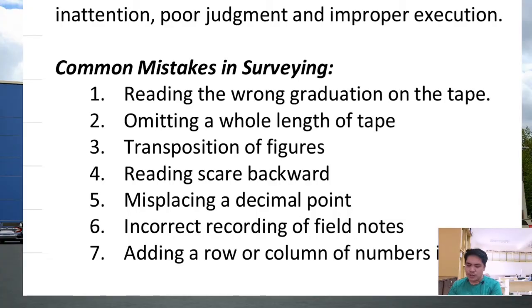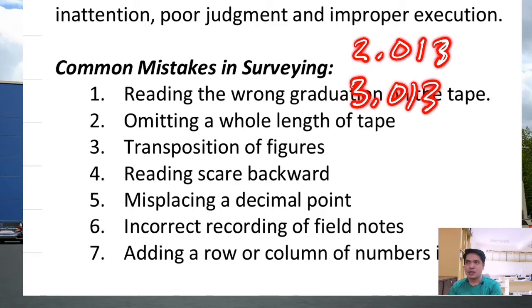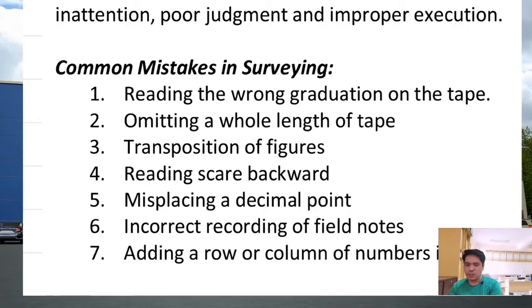For example, the measurement supposedly is 2.013. Then, dahil nag-start ka pala sa one side ng tape, so yung na-measure mo doon is 3.013, meaning instead na nag-start ka sa 0 end, let's say, by mistake, you started at 1. So, meaning na omit mo yung whole measure ng tape. 1 meter ng tape.